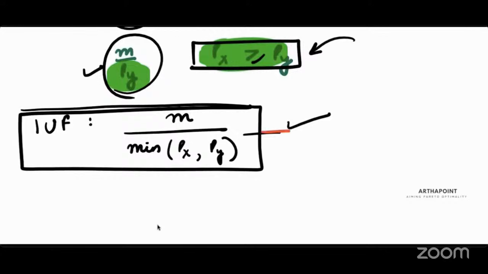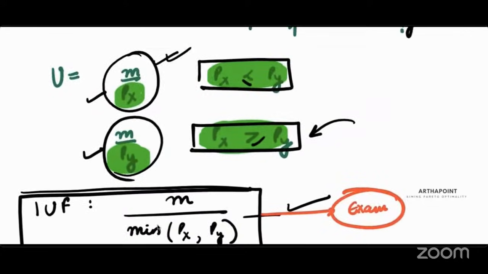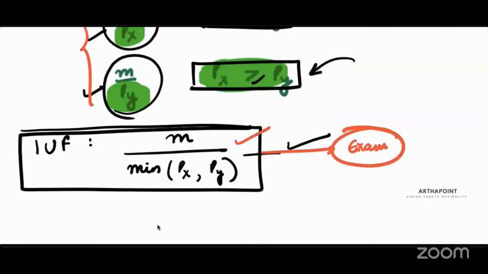This is something that has come a lot of times in different entrance exams. You would not be given a function like this. You would directly be given something like this, and you would be asked, which of the following goods have this kind of utility function, m upon min of Px, Py?